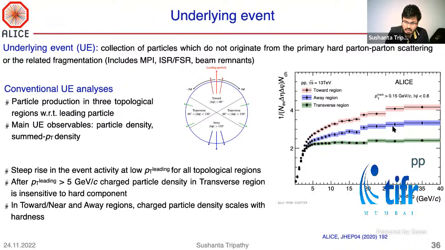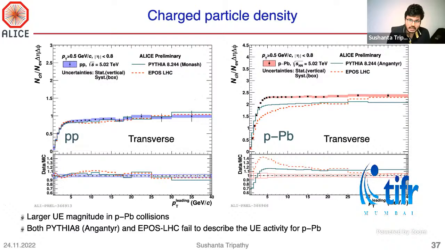Okay, so this will be one of the key features which I will come to again in a later part of the slides. Thanks to this feature, we can use one of the event-shape observables called the relative transverse activity classifier. Then there is a measurement of charged particle density for both pp and p-Pb collisions, and these are the results for the transverse side. As you can see, there is a larger UE magnitude, the underlying event magnitude, in p-Pb collisions.